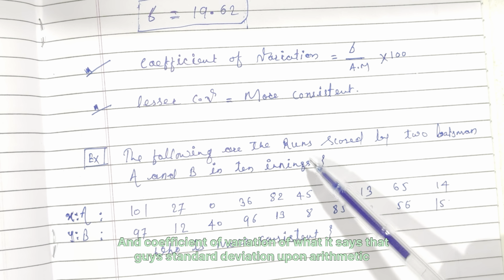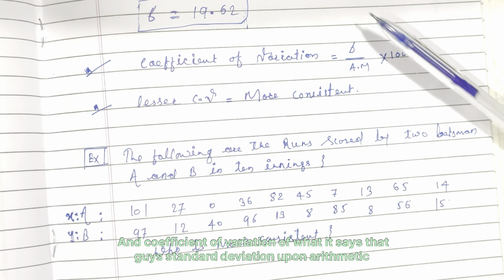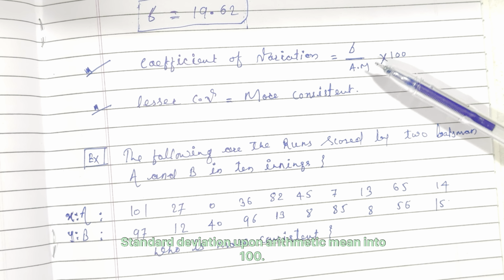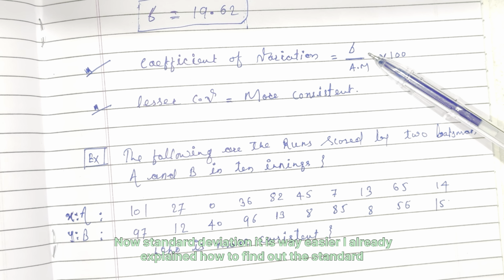Coefficient of variation, what it says guys, is standard deviation upon arithmetic mean, into 100. Now finding the standard deviation is way easier. I already explained how to find the standard deviation.